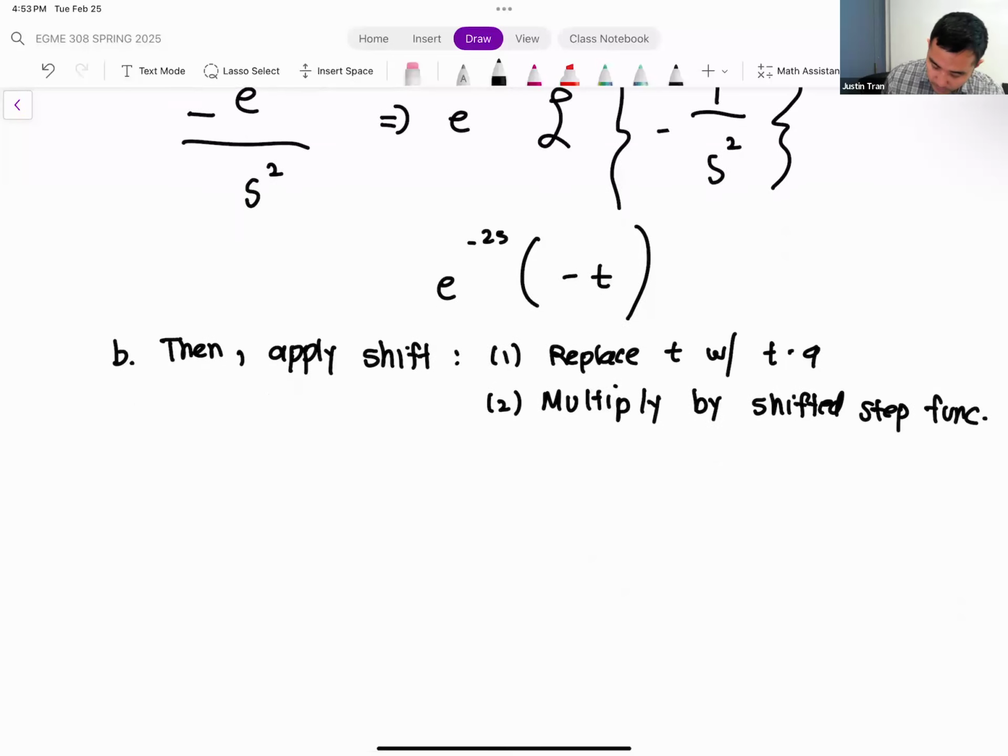Okay. And so if we do that, we have a shift of 2 here. And so then we're going to have a t minus 2. Okay. So that's part 1 of this. So I took our function t and replaced it with t minus 2. And I'm going to multiply this by the shifted step function. So u of t minus 2.